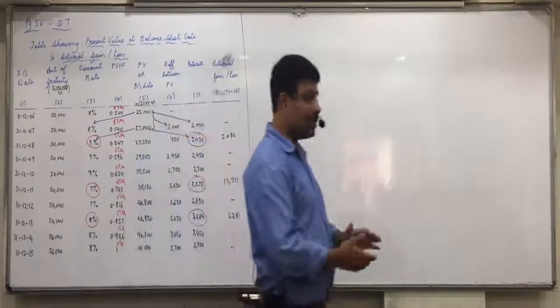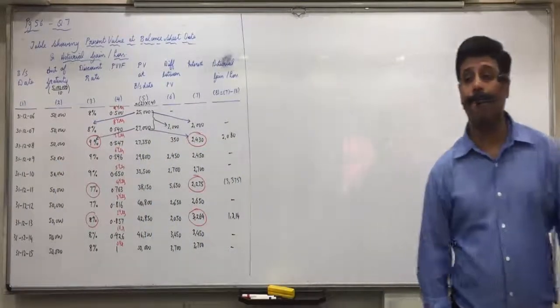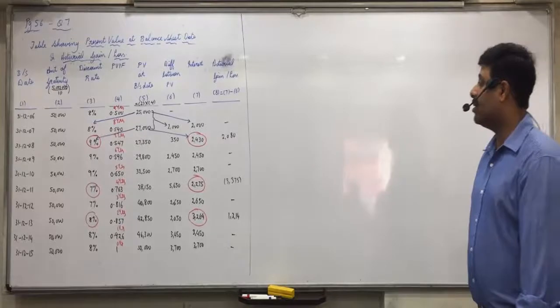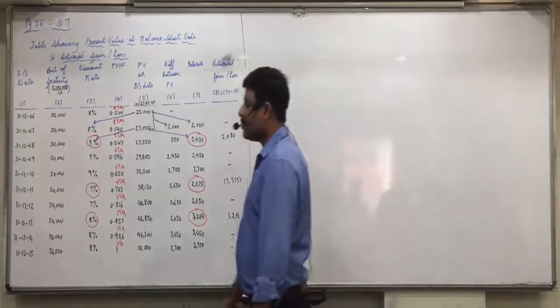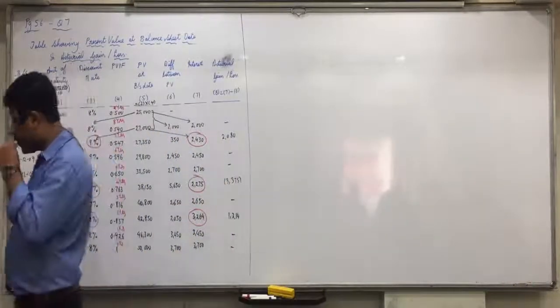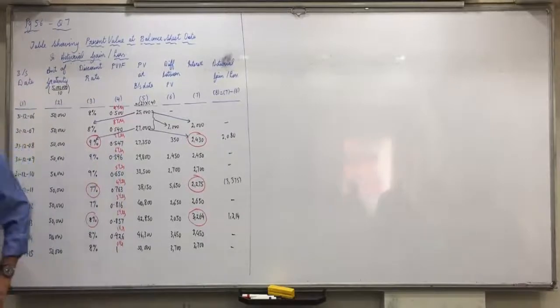Actuarial gain or loss will occur only when the rate of discount changes. Only when the rate of discount changes. This is a part of your solution in exams, okay?